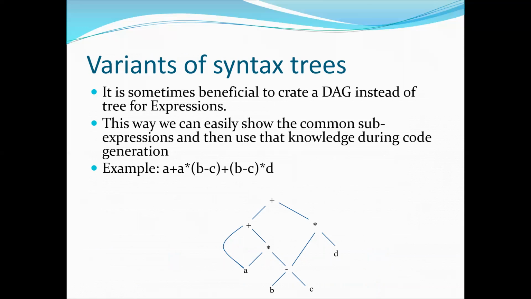There are various structures of the syntax tree. It is better to create a DAG, a directed acyclic graph, for any syntax tree. As an example, consider how we write a plus a star b into c plus b into c star d. Since b into c occurs two times, we are not going to compute it twice. Here b into c is computed once, and we take that output directly for both places. We are going to see that DAG in detail in the next video.